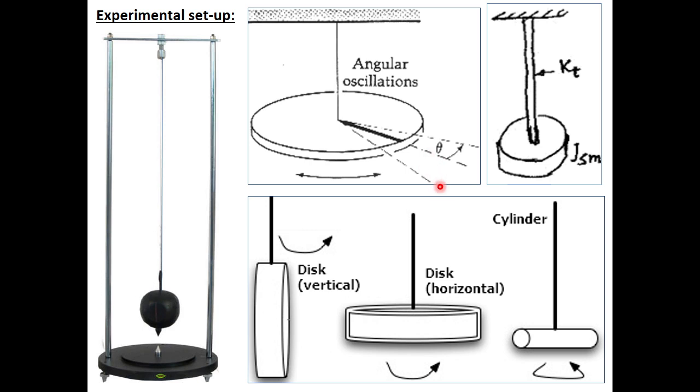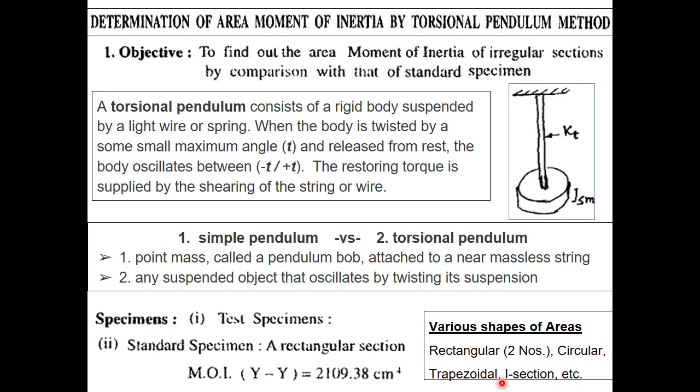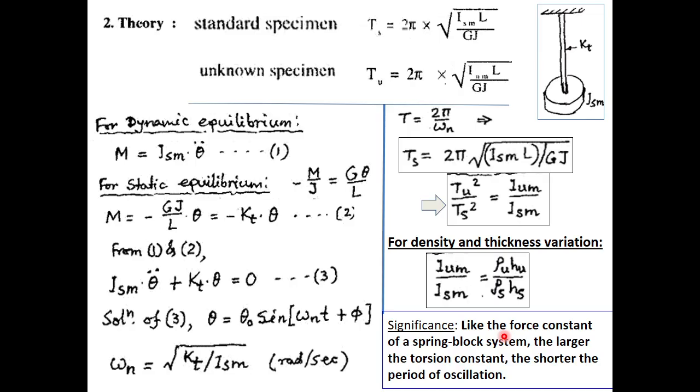This we do for the unknown specimens as well, which we need to find out. And then we use this relation, where the time period of oscillation of the unknown and the time period of oscillation of the standard, S for standard, U for unknown, are known. Okay.